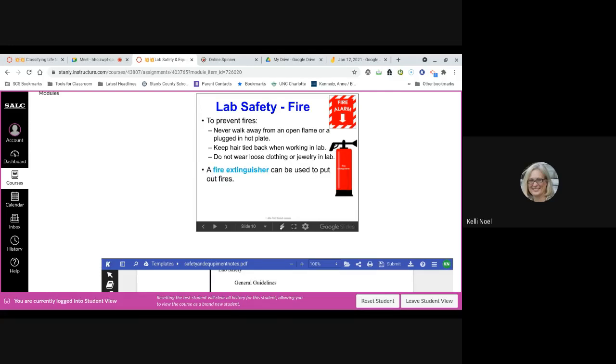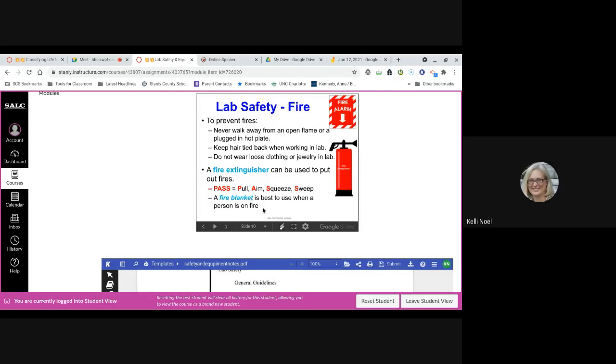Fire extinguisher, we have a fire extinguisher. It is to my left in the back corner by the exit door. To use a fire extinguisher, you should pull the clip, you aim toward the base of the fire, you squeeze the trigger, and you sweep back and forth. So pull, aim, squeeze, sweep. So PASS helps us with that.